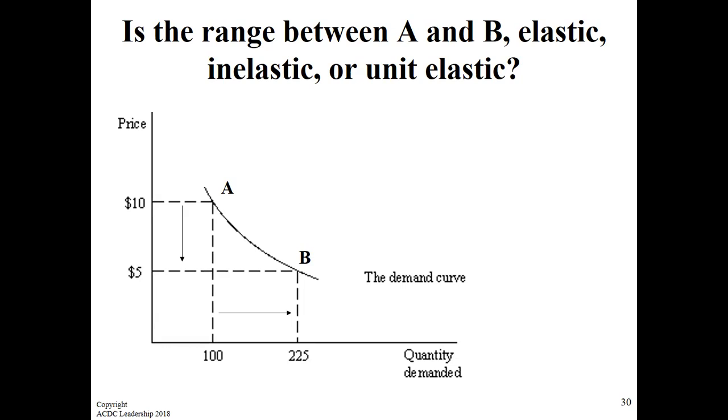Tom, go. So at A, the total revenue is 1,000. It's 10 times 100, so it gives you 1,000. All right, so price goes down, right? And what happens to total revenue? It goes up. So price down, total revenue up. Should be elastic, right? How'd you get unit?